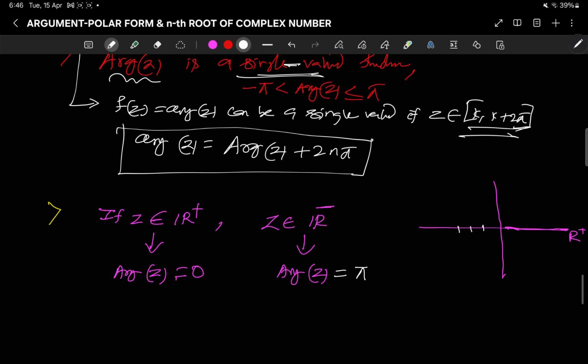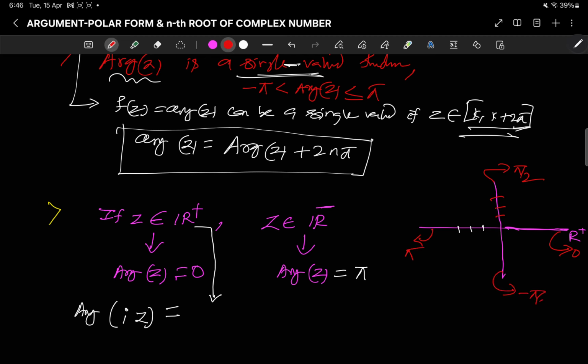Now what happens to the argument of iz in this case? In this case, the argument of iz will come over here, somewhere. So here it is pi by 2, and here the argument is 0, here the argument is pi, and here the argument is minus pi by 2.